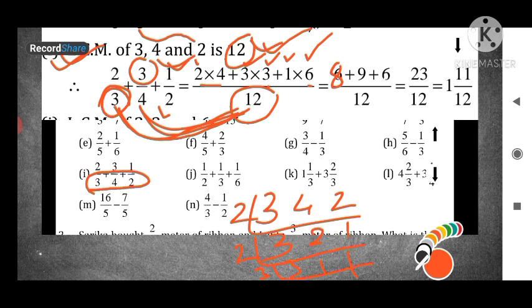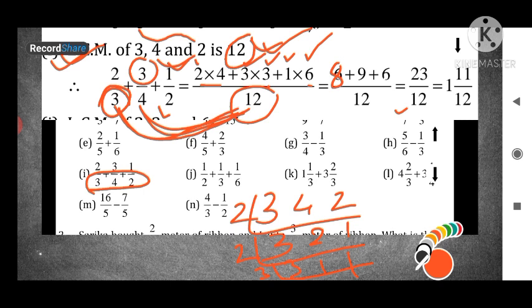Now when you will add this, how much you will get? 8 plus 9 is 17, isn't it? 17 plus 6 is equal to how much? 23. So answer is 23 upon 12. Okay, answer is 23 upon 12.